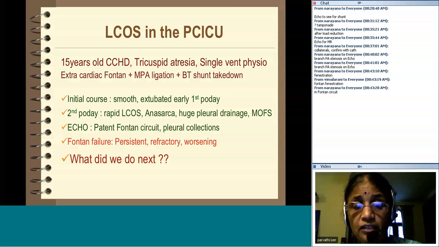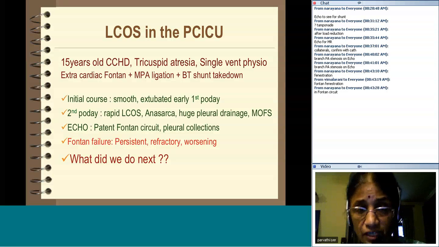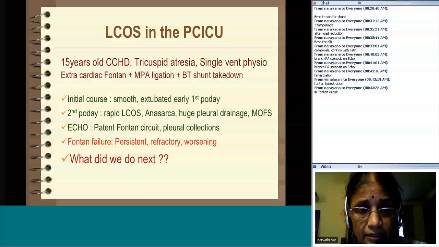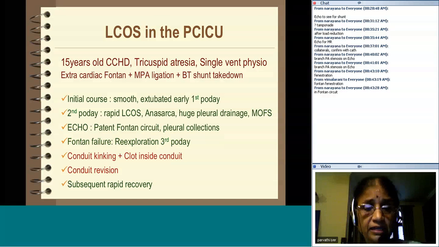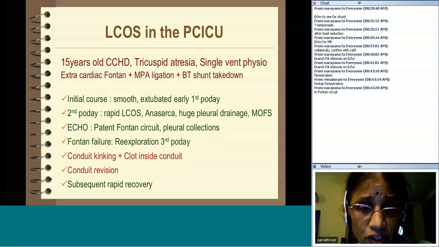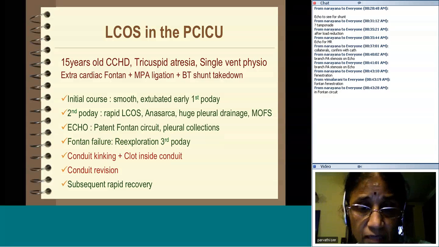But what we all insisted was, we suggested, why don't you go to the cath lab? Short of expenses, so finally we said, why don't we just go to the theater and see what happens? And what they actually found was, when they re-explored within the next few hours, they found that the conduit was kinked. There was a huge clot inside because this child had come so late. He was a polycythemic child. The conduit was revised. They actually did not have to fenestrate. Rapid recovery, and was discharged within less than a week after this.